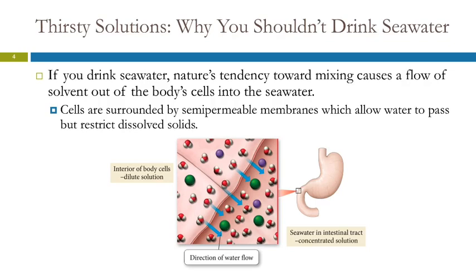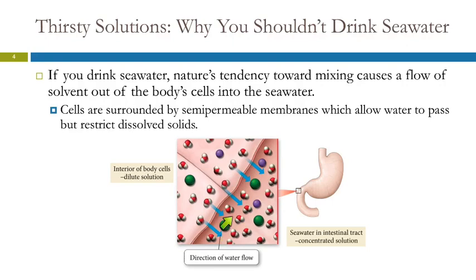If you drink seawater, this tendency towards mixing causes a flow of solvent, water, out of the cells in your body and into the seawater. So here's a simple picture of your intestinal system, your stomach. And here we have the interior of your body, and here we have the, I guess that's in your upper intestine, right here. It's kind of funny to think about. You basically have this hole running through you, and that technically is the outside of your body, right? Inside your stomach is technically the outside of your body.